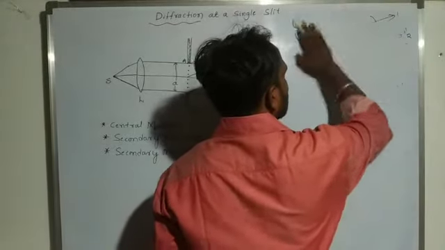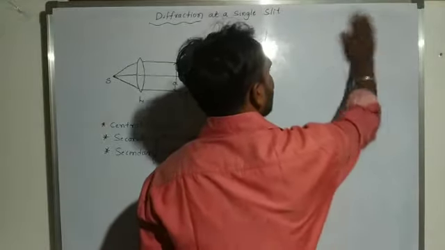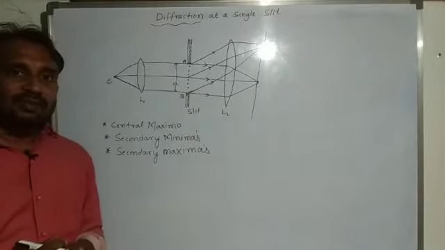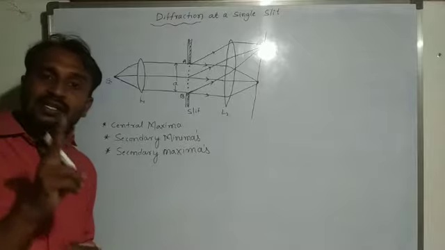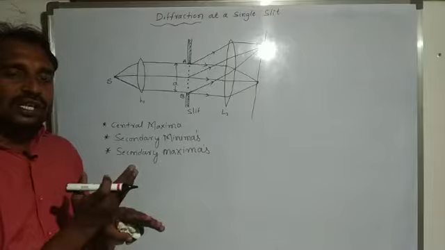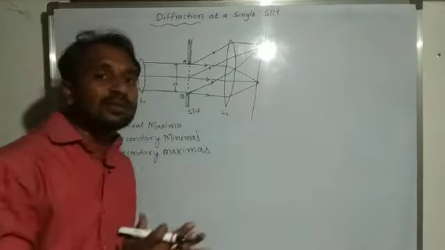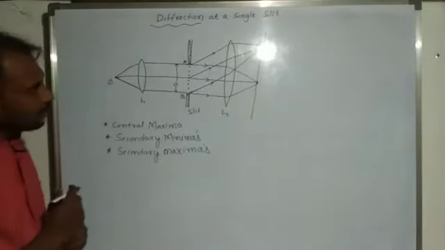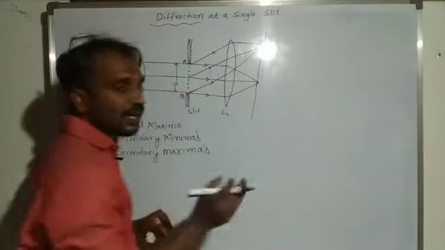Central maxima means we get a central bright fringe, a central bright band. The intensity of this central maxima is a maximum because of constructive interference. Because of constructive interference, we get maximum intensity. For this reason, at the center we get a bright band, a bright fringe. Here the path difference of the central maxima is 0.